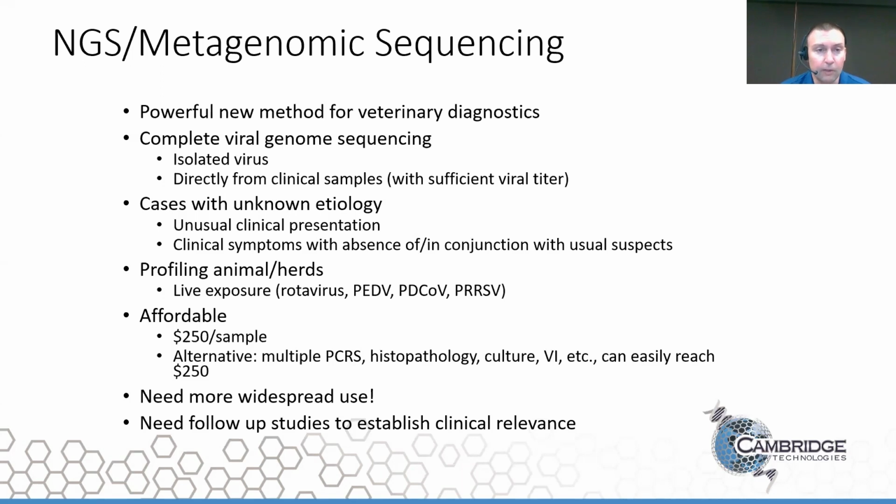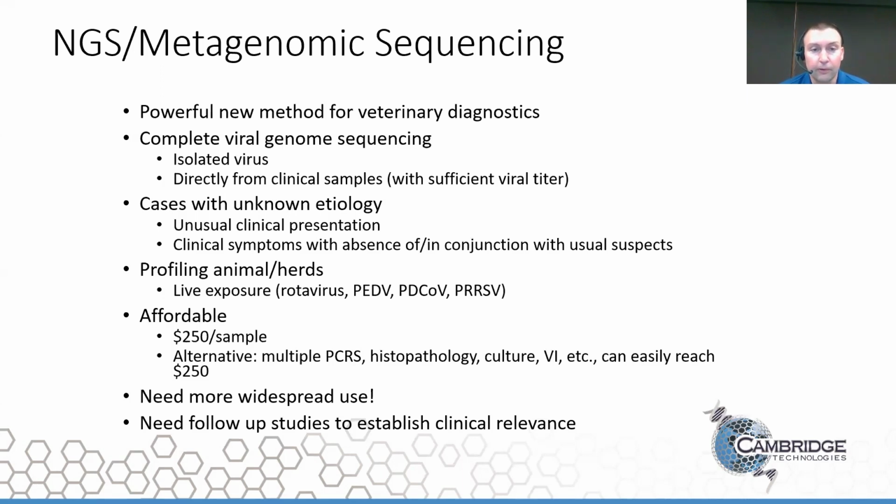It's a wonderful technique when traditional diagnostics fail to identify an etiological agent. So whether it's an unusual clinical presentation or a normal clinical presentation, but we're not finding the usual suspects, going back to the PCV3 story. It's great for profiling animals and herds. So we talked about the respiratory disease and the astrovirus.